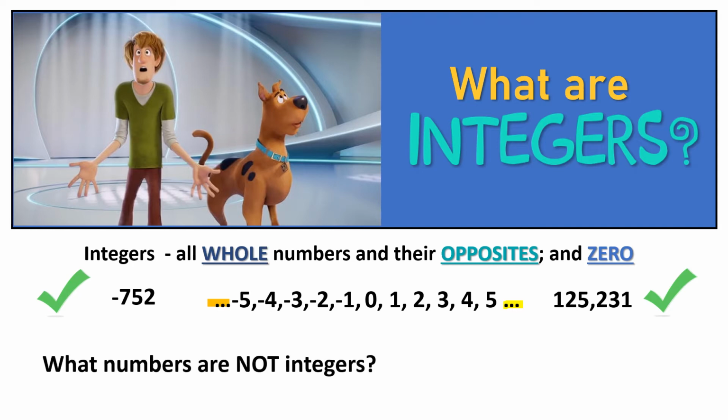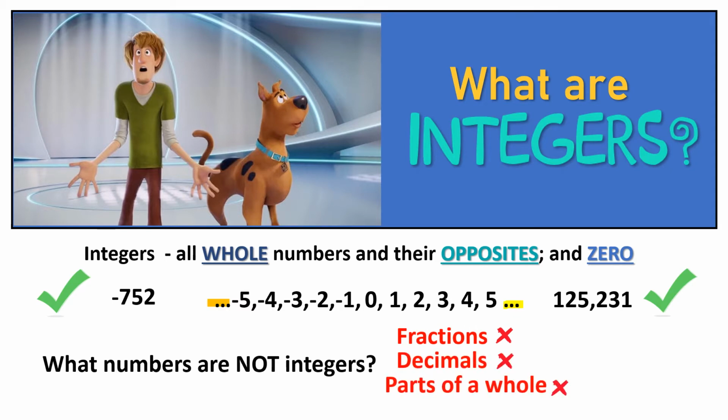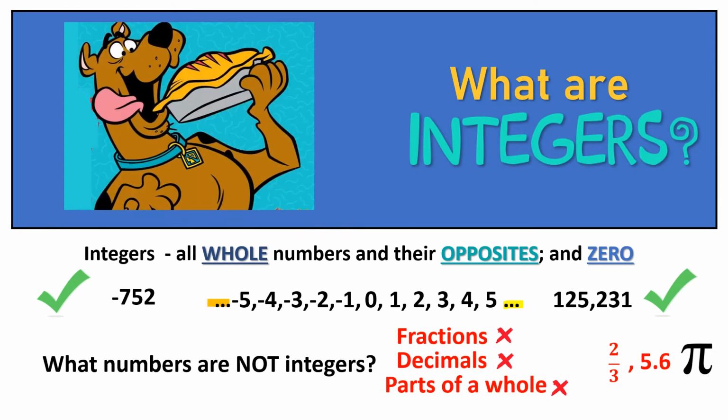Now, what numbers are not integers? Fractions, decimals, anything that is a part of a whole is not an integer. Integers have to be whole numbers. So, for example, 2/3, that's not an integer. 5.6 is not an integer. Pi is not an integer. Not that kind of pie, Scooby, but pi as in 3.14159. It goes on for a while. Some of you may have that memorized, but that is not an integer because it is not a whole number.